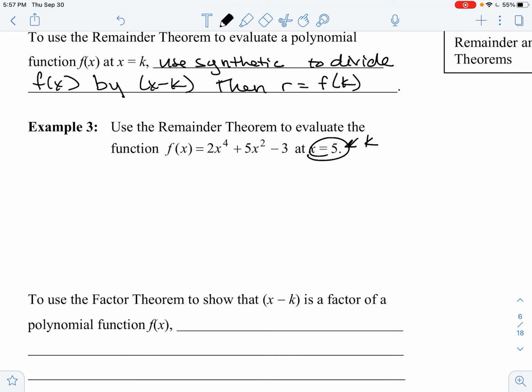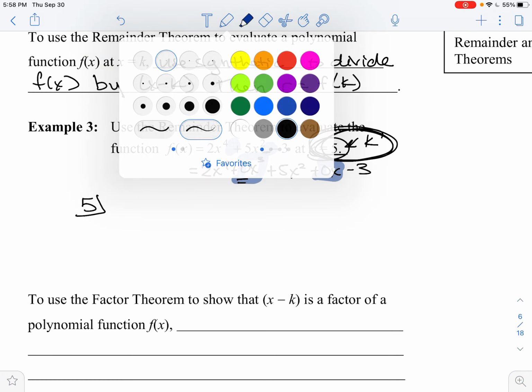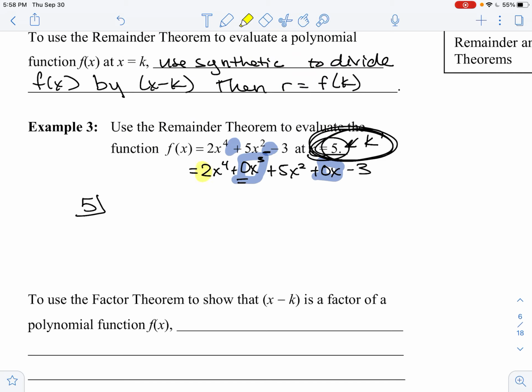And remember, for synthetic and long division, we always write this in descending order with any missing terms with the 0 as a placeholder. So we've got 0x to the third plus 5x squared plus 0x, because there's nothing here, and a minus 3. So again, we've got some missing terms here and here, so we put them in right here. So we're going to take this 5, my value of k that I'm looking for. That's going to be in my box for my synthetic division. And now I'm going to take my coefficients 2, 0, 5, 0, -3.